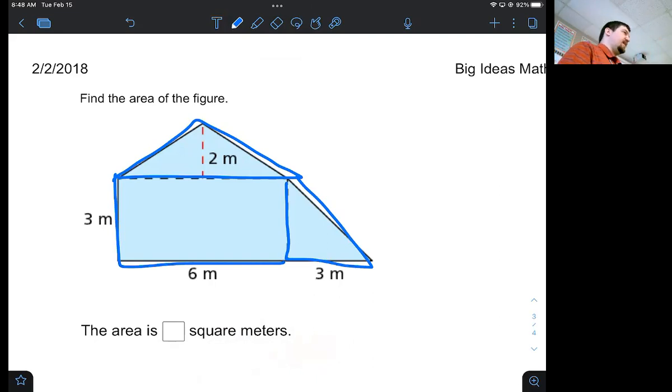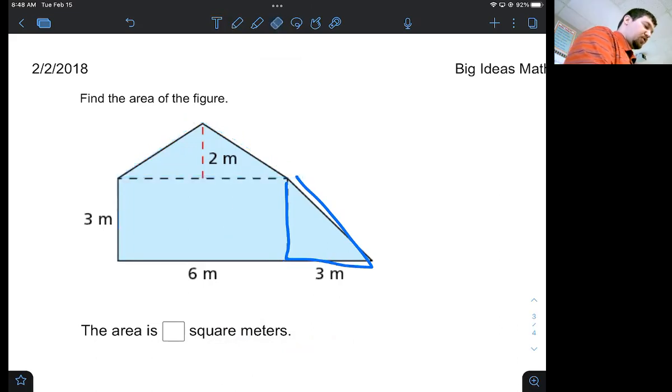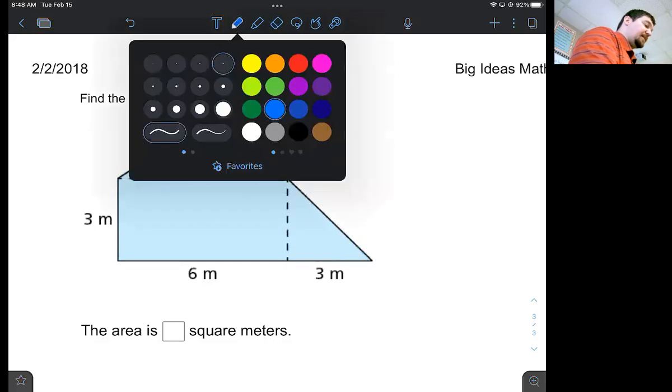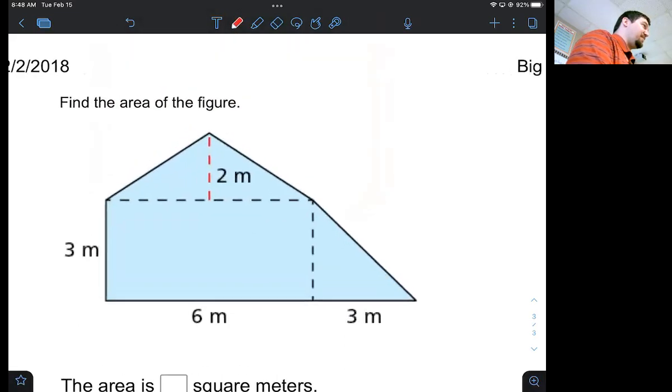I'm not going to do that. I didn't see 3 shapes. I saw 2. You know which shapes I saw? I saw a triangle on top, and I saw a trapezoid on the bottom.